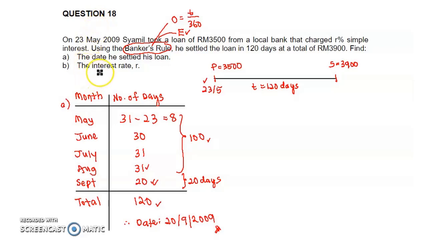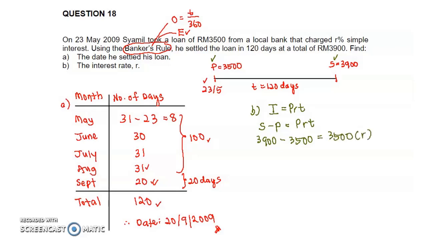Okay, B, find the interest rate R. Here we can use the formula I equals PRT. Since we have value S and value P, I here equals S minus P. So substitute the values. We want to find R. T just now is 120, banker's rule, divided by 360. So here the interest is 400 ringgit.